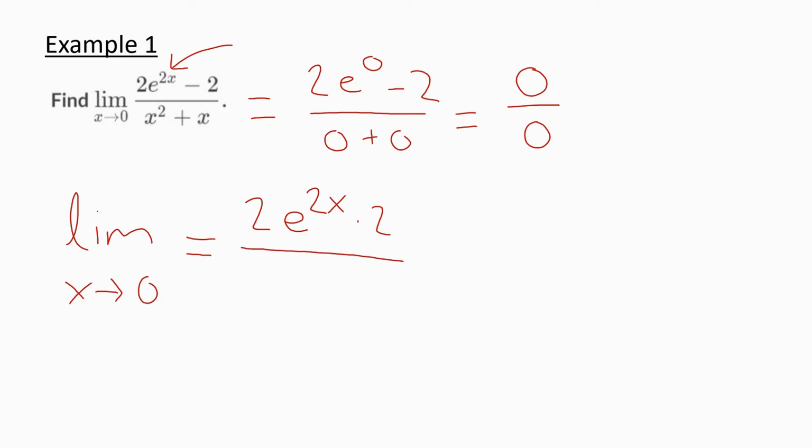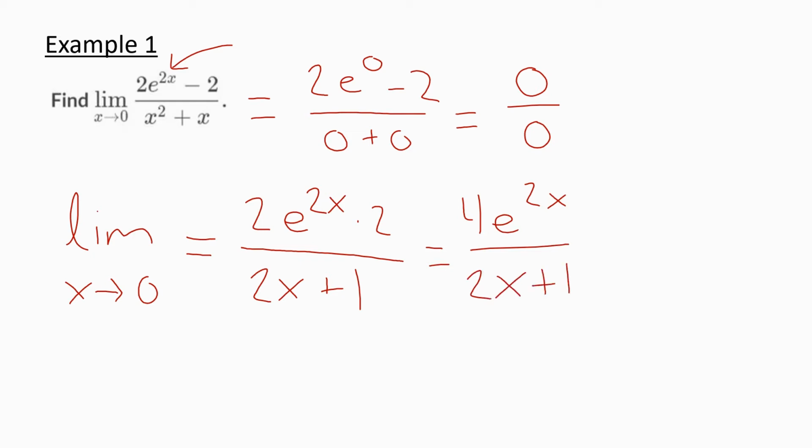And then on the bottom we have the derivative of x squared. Well, we're just going to use the power rule, so that's 2x. The derivative of x is 1. Actually, I could simplify this a little bit. That will just be 4 times e to the 2x divided by 2x plus 1.